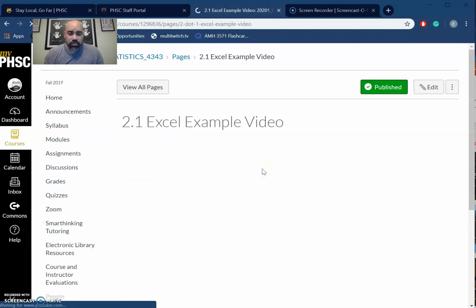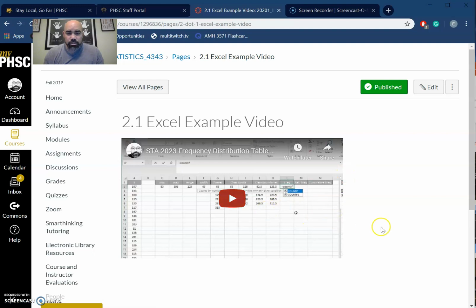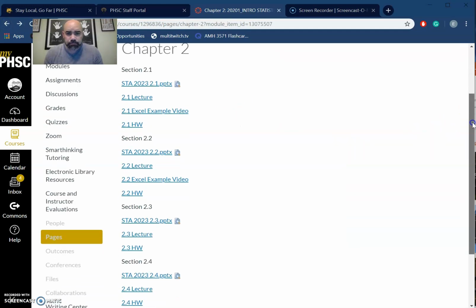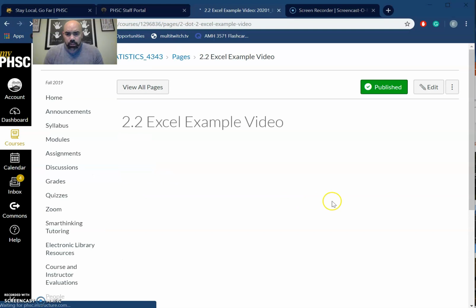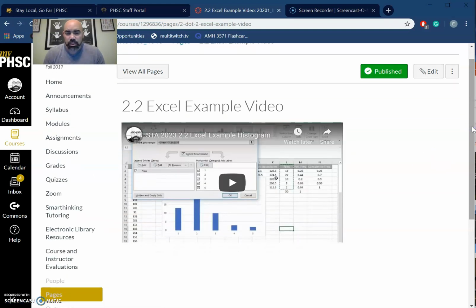What these videos will do is walk you through how to create the frequency distribution tables for quantitative variables in Excel and also for qualitative variables. As you can see, there are several videos. I think the 2.2 is just how to create the graphs and how to change the values that you're looking at on the x axis. These are important because for part 3, you're going to have to do your tables and also your graphs.